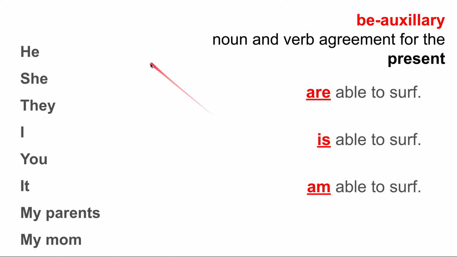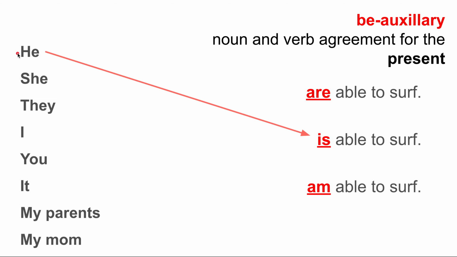So we're looking at be able to. Let's look at the form right now. We're going to talk about past and present statements for be able to. This part will be a little bit of a review, so if you want to skip ahead, go ahead. So the be auxiliary, we're looking at noun and verb agreement for the present.